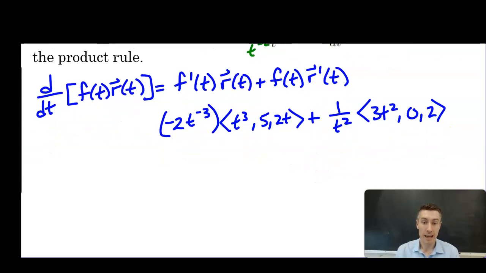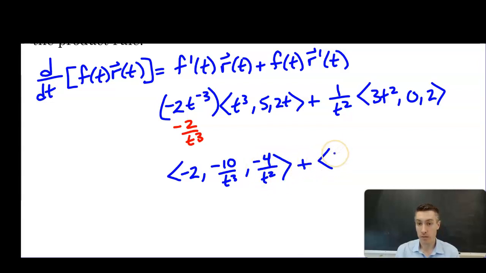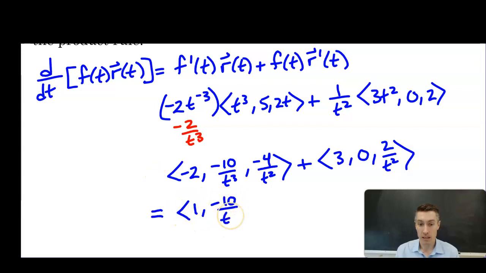And then if we want to combine to get a single vector quantity, we can distribute. So first think of this as negative 2 over t cubed. So we're going to have negative 2, negative 10 over t cubed, negative 4 over t squared, plus 3, 0, 2 over t squared. And the nice part is we can combine this without much effort. So that derivative then is equal to 1, negative 10 over t cubed, and negative 2 over t squared. Okay.